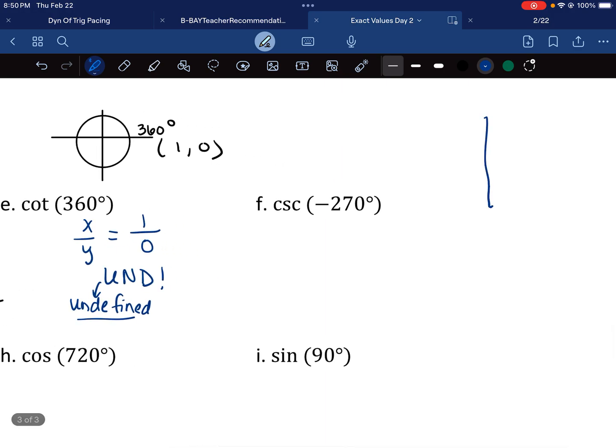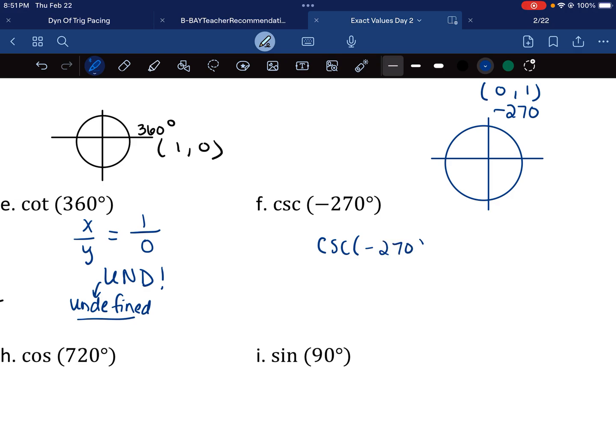All right, cosecant of negative 270. Once again, think about your circle. Negative 270 is up here. You have 0, 1. Cosecant ratio is r over y. We know the radius of a unit circle is 1. Your y value here is also 1. So this whole thing is equal to 1. Now, this is going to be a common theme as you guys are working with quadrantal angles, meaning any angles on the axis. You're either going to get 0, 1, or negative 1.